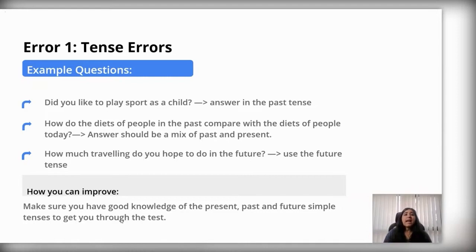But as a child, I liked to play sport. I played, and name the sports that you played. All right. Second one, how do the diets of people in the past compare with diets of people today?